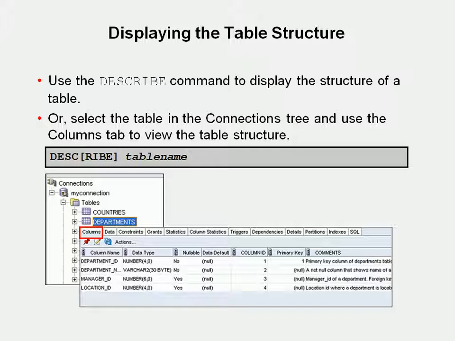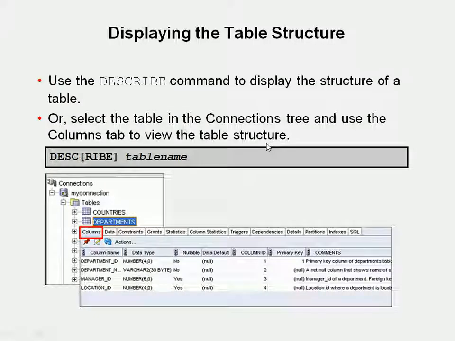To use the describe command for displaying the table structure: how will you display the table structure, what is the structure of the table? This is for Oracle. In Oracle, you will write the describe command and then the name of the table, and all the table structure will be displayed to you. All the information relating to the table will be displayed. Or you can select the table in the connection tree and use the columns tab to view the table structure.